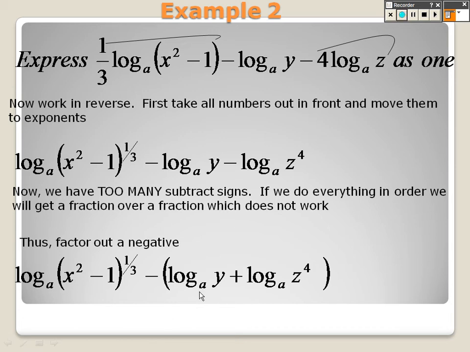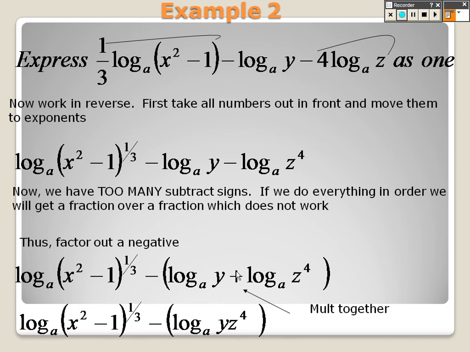But now you have addition. And the opposite of addition is multiplication when you're talking about logs. So you can now actually smush those two together to make one item. So now it's log a of y z to the fourth. And there's only one subtraction sign now. And if you remember from subtraction signs, the opposite in logs is division.